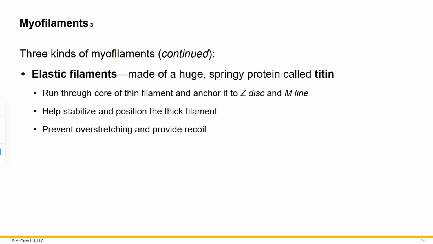There are elastic filaments, which are made of a huge springy protein called titin. They run through the core of the filament and anchor it to the Z-disc and M-line and help stabilize and position the thick filament. It prevents overstretching and provides recoil.